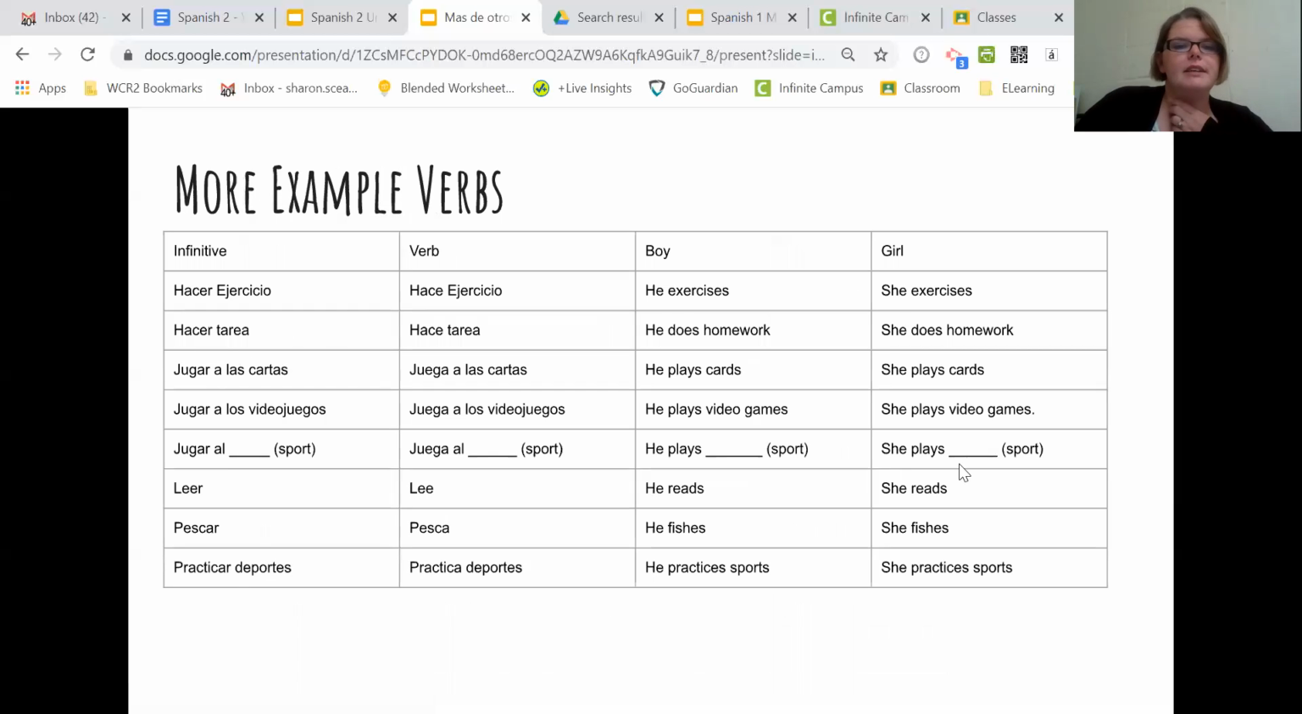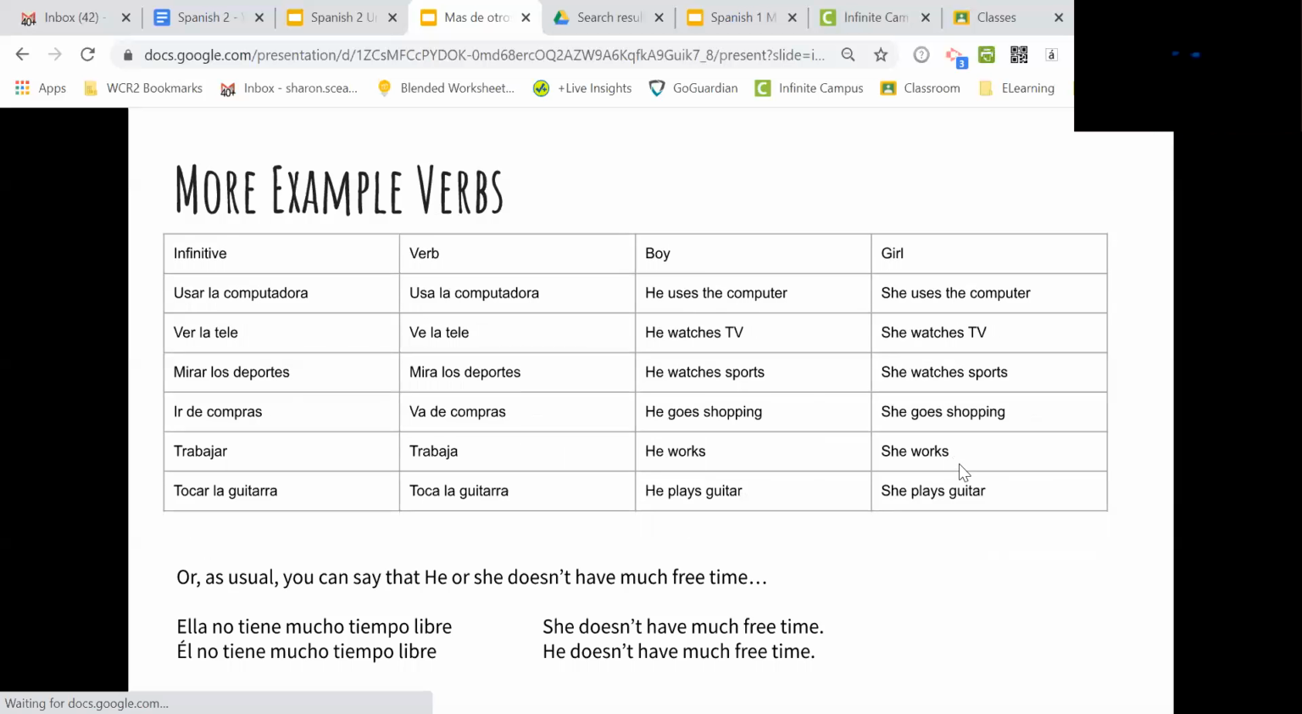Some more examples. Hace ejercicio, he exercises or she exercises. Hace tarea, he does homework or she does homework. Juega las cartas, he plays cards or she plays cards. Juega los videojuegos, he plays video games or she plays video games. Juega al, and then insert any kind of sport there. So, juega al fútbol, he plays soccer, she plays soccer. Lee, he reads or she reads. Pesca, he fishes or she fishes. Practica deportes, he practices sports or she practices sports.